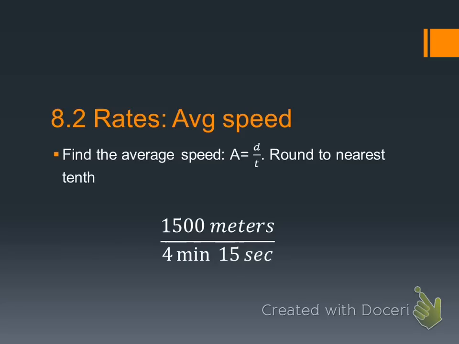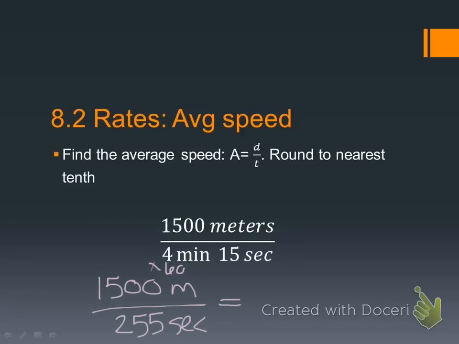Now, to find average speed, you're going to use the formula A equals distance over time. So here we have distance, and here we have time, distance over time. But the first problem I have is that my time is not all in the same unit. So I need to convert that all down to the smallest unit, which is seconds. So I have 1,500 meters. Now over 4 minutes, there's 60 seconds in a minute, so multiply that by 60 and I get 240, plus 15, so I get 255 seconds.